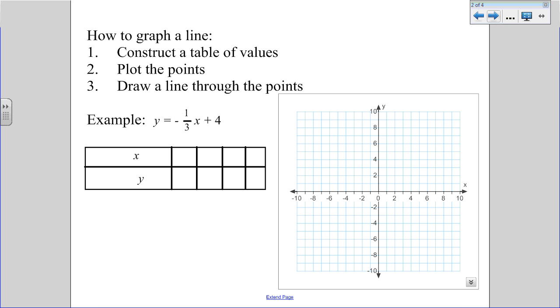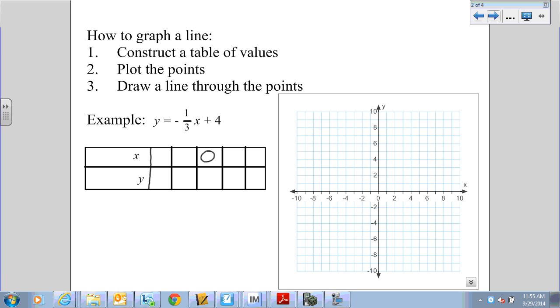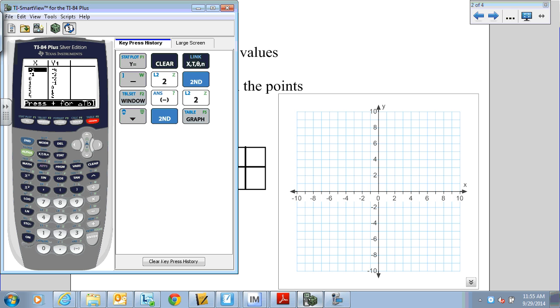All right, so now we're going to take a look at this next one. We want to construct a table of values and plot the points. I'm not going to start by picking my x values. What I do want is x in the middle. The way I'm going to start this one is to type in the function negative 1/3 x plus 4. So we'll go to y equals.